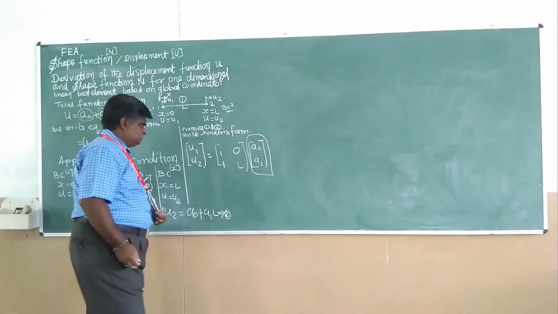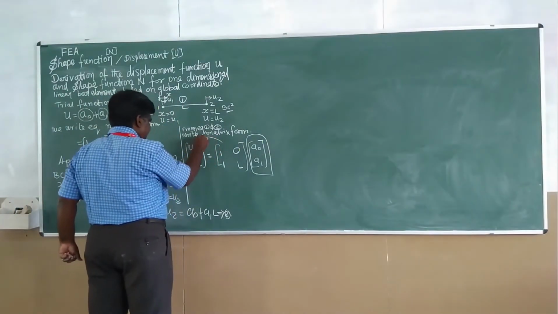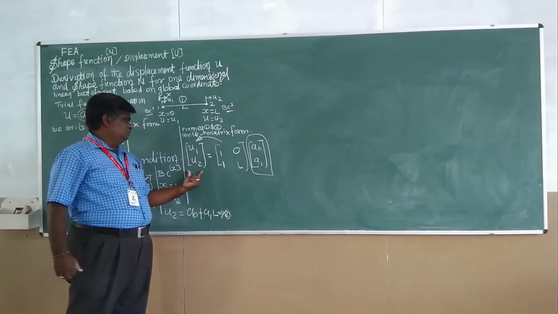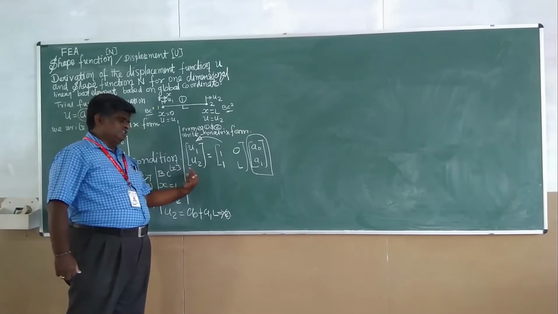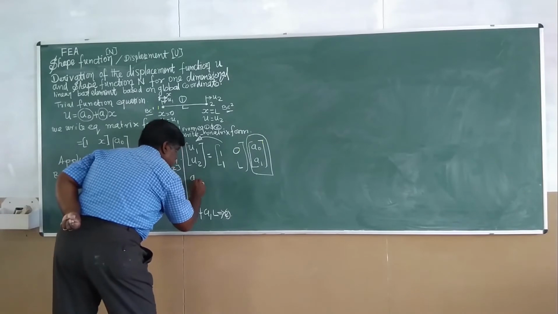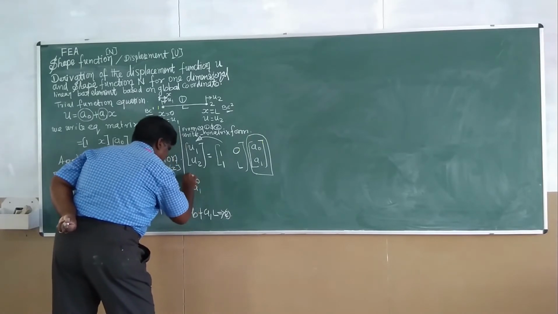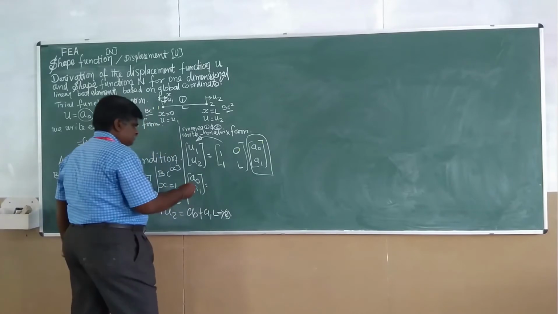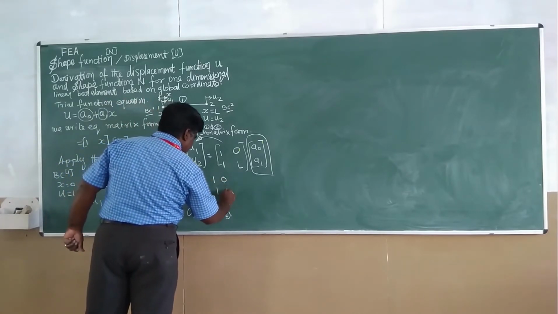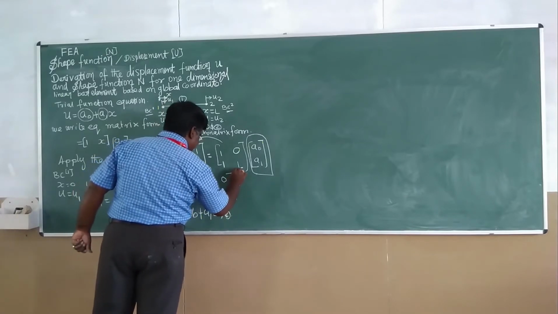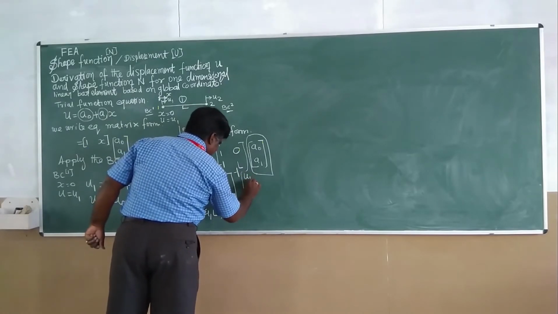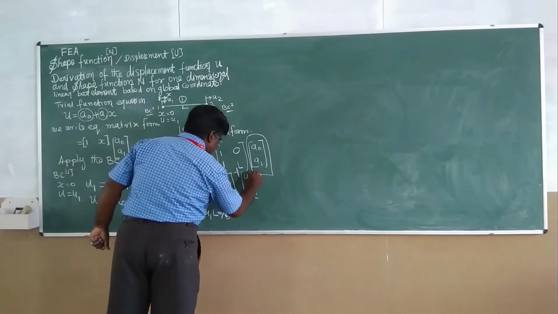So if we need that, this 2 cross 2 matrix will go to the left-hand side as an inverse matrix. So apply the inverse matrix: a0 a1 equals the inverse matrix into the displacement vector u1 u2.